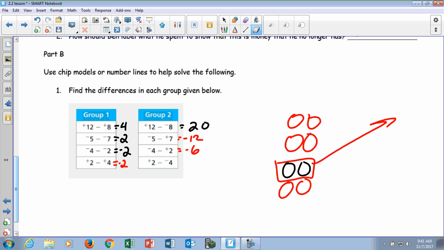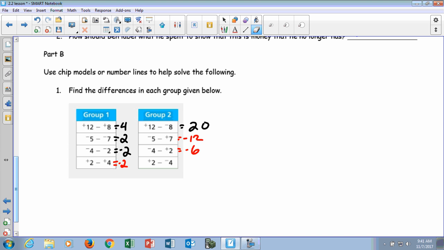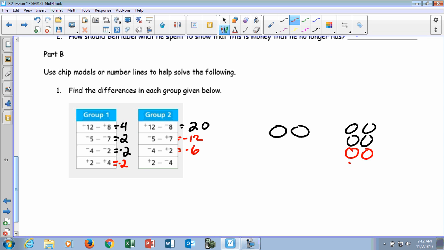Okay? And then last but not least, if I start with 2 black, and I got to take away 4 red. I don't have 4 red. So again, we got to add 4 black and 4 red to help us, right? Now, when I add 4 black and 4 red, and I take away these 4 red, what's left? 6 black, which means the value is 6.